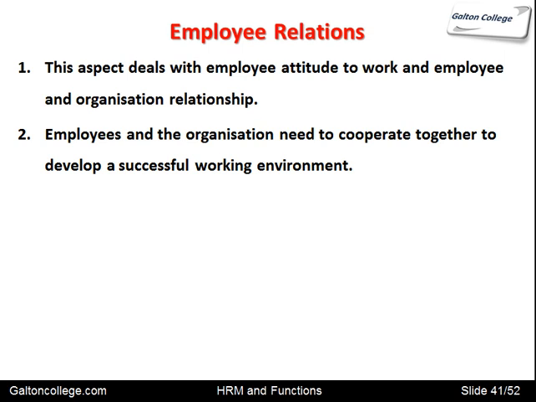The employees and the organisation need to cooperate together to develop a successful working environment. If the organisation and the employees are not getting along, then that leads to inefficiency. It leads to frustrated orders. It leads to poor quality output, which could lead to the end of the organisation. It could lead to redundancies and to unemployment. So it's important that the employees and the organisation see eye to eye and are pulling in the same direction and supporting each other.